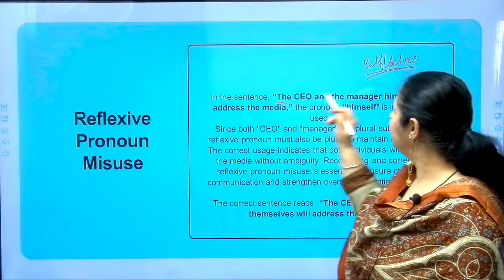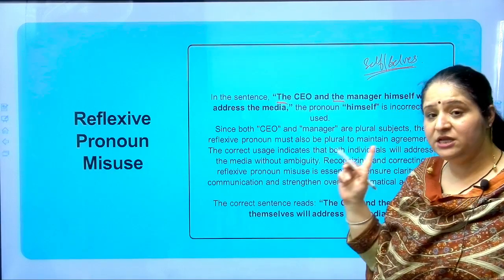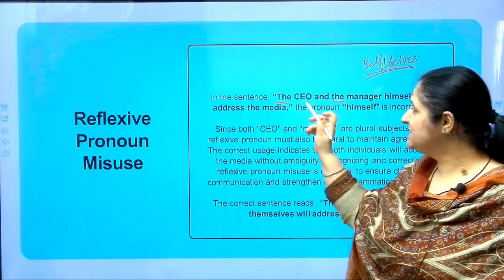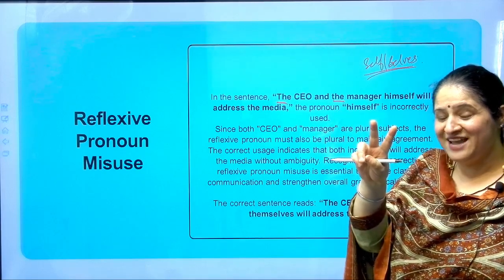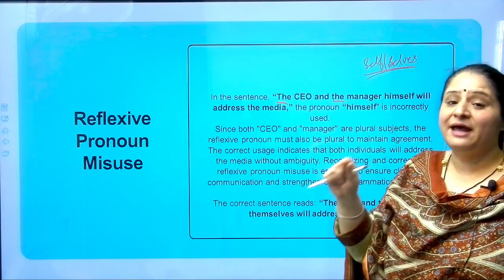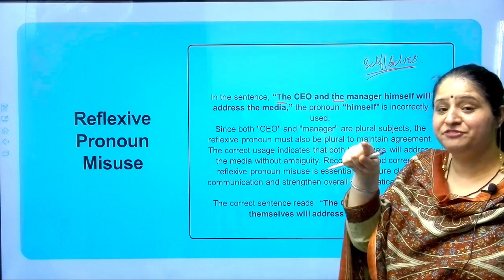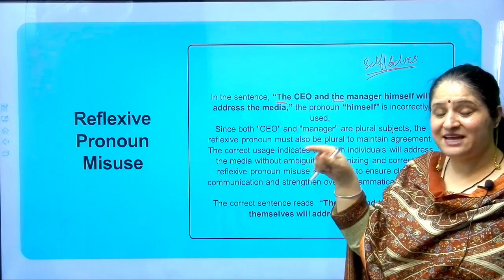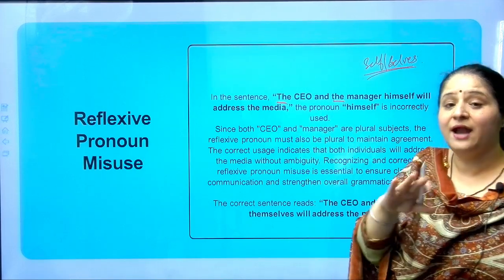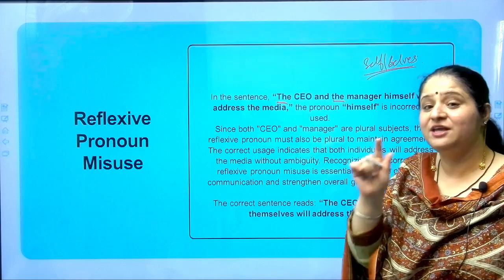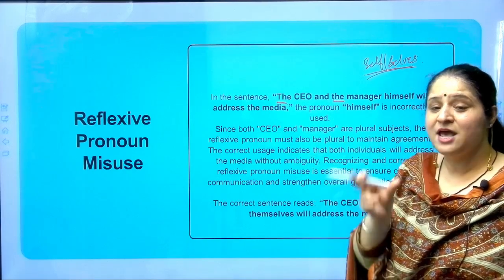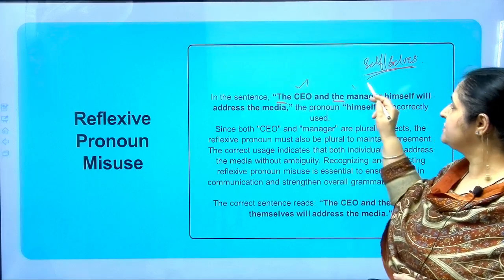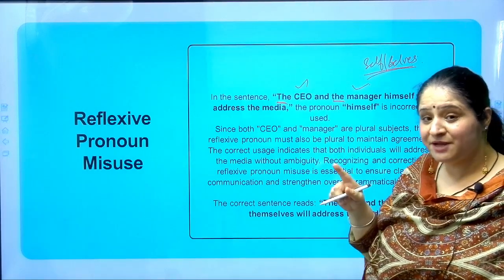Here I have the article the before each of the nouns. The CEO and the manager. That means I'm talking about two persons over here. Had it been the CEO and manager, it would have been referring to the same person. But since I'm saying the CEO and the manager, I have put the article, the determiner, the before each of the nouns. That means I'm talking about two different persons over here. So my subject here becomes plural.